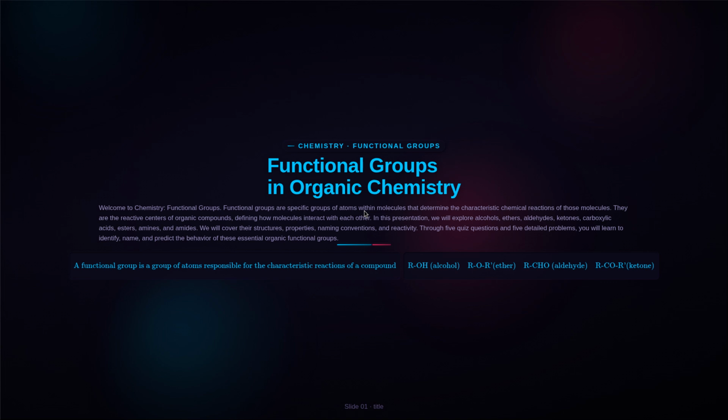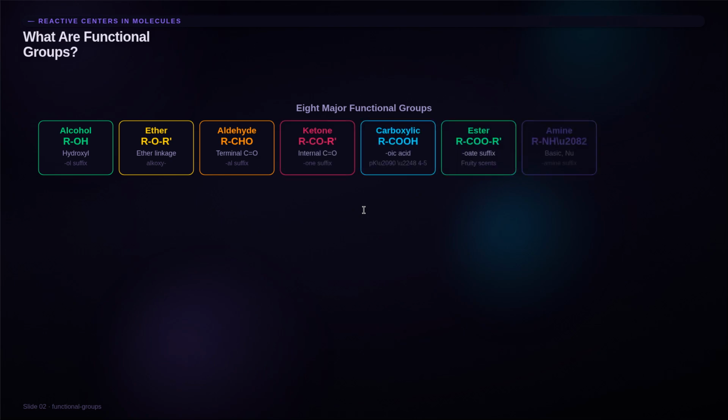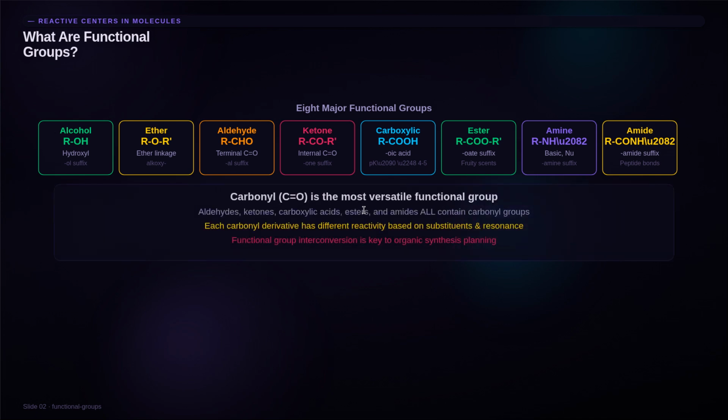In this presentation, we will explore alcohols, ethers, aldehydes, ketones, carboxylic acids, esters, amines, and amides. We will cover their structures, properties, naming conventions, and reactivity. Through 5 quiz questions and 5 detailed problems, you will learn to identify, name, and predict the behavior of these essential organic functional groups.